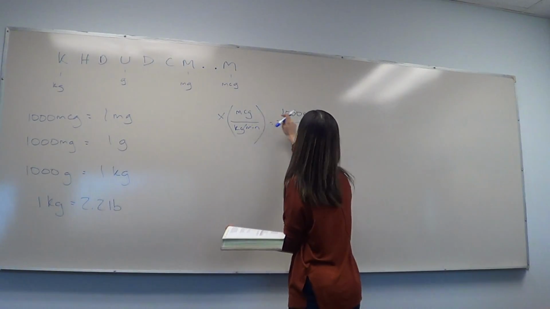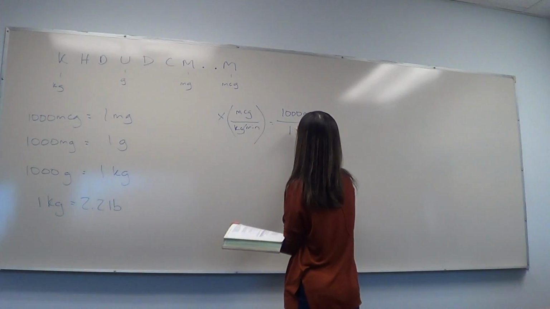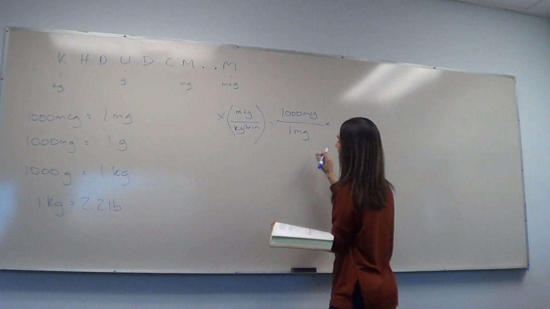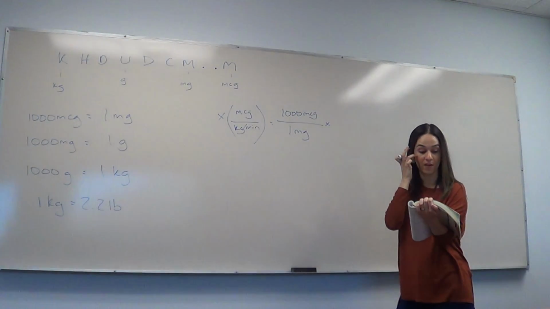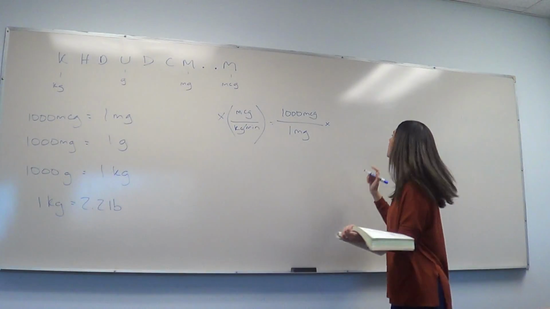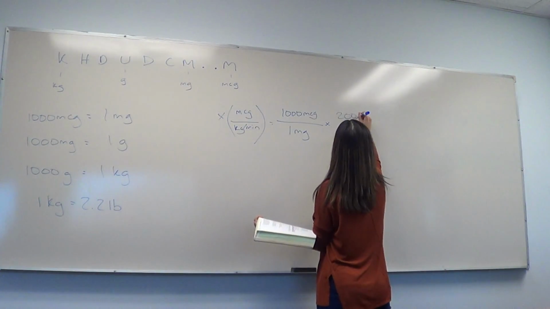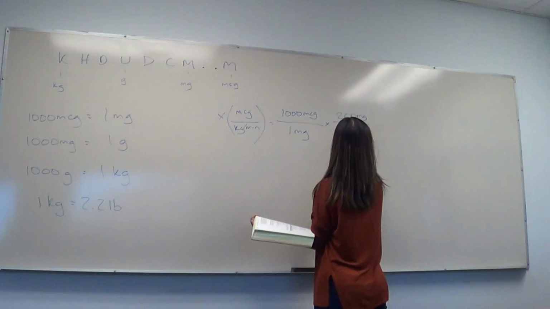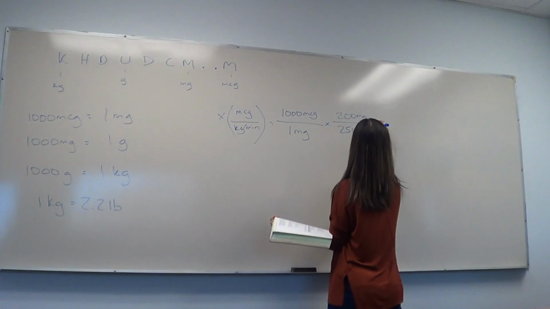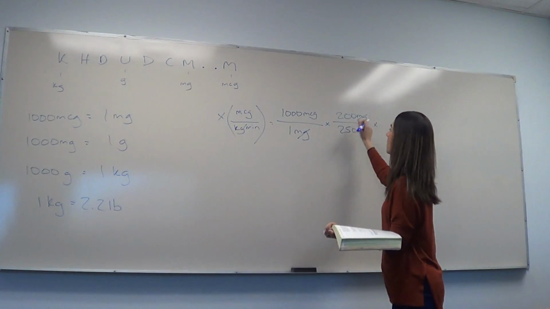Because we got to make sure our numerator is the first thing we start with. Now we need to get rid of milligrams, and we have information with milligrams. It says 200 milligrams is in 250 mLs of fluid. Milligrams crosses out on top and bottom.